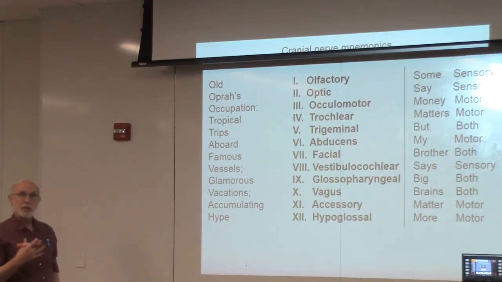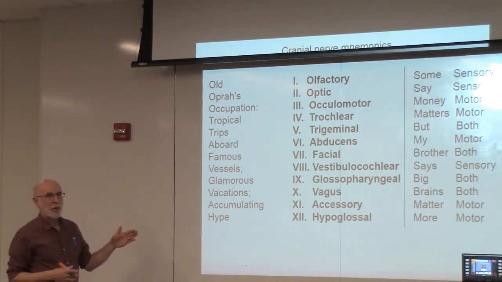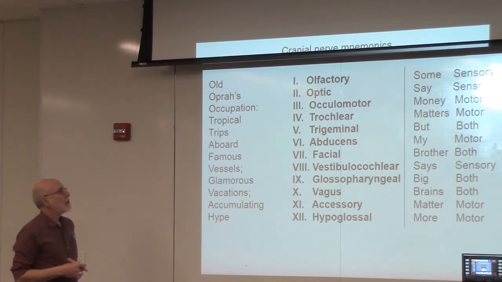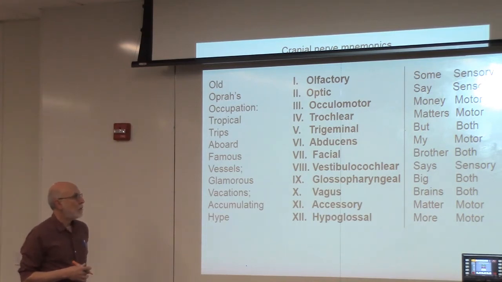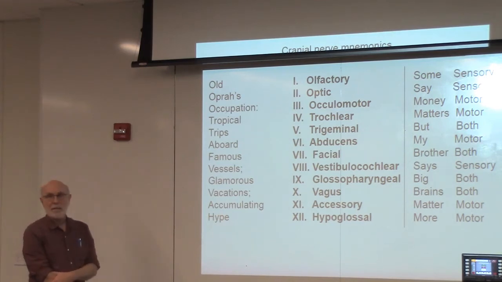So the names are, I'm just going to read them out. Olfactory, and this is going more or less from anterior to posterior. Olfactory, optic, oculomotor, trochlear, trigeminal, abducens, facial, vestibulocochlear, glossopharyngeal, vagus, accessory, hypoglossal. Old Oprah's occupation, tropical trips aboard famous vessels, glamorous vacations, accumulating height.